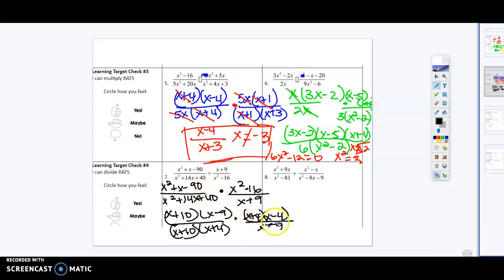And I'm going to cancel out things that I have in common. So I'm going to cancel out this x plus 4 and this x plus 4. We cancel out these 10s. What I'm left with is x minus 9 times x minus 4 all over x plus 9. We're going to set our domain restriction, so x cannot equal negative 9. You're going to do the same thing over here.